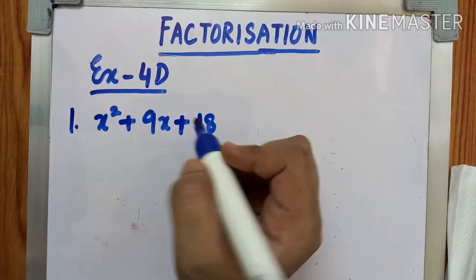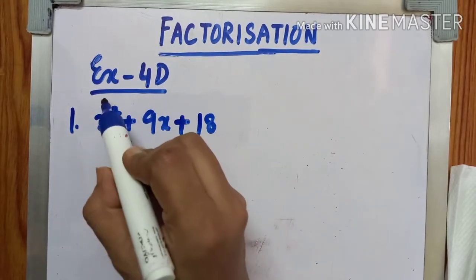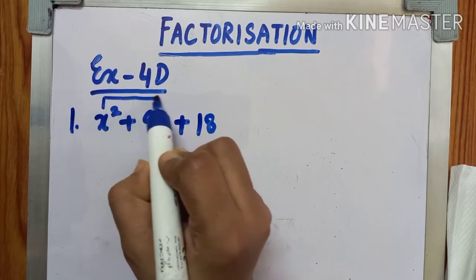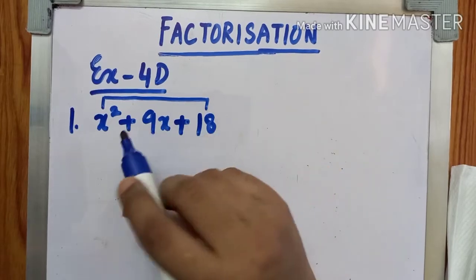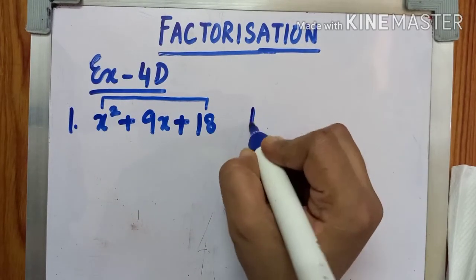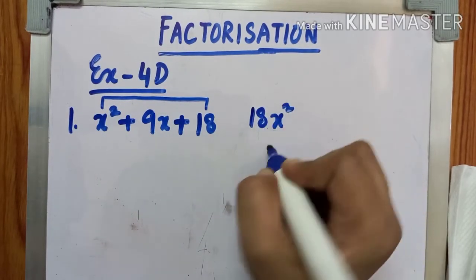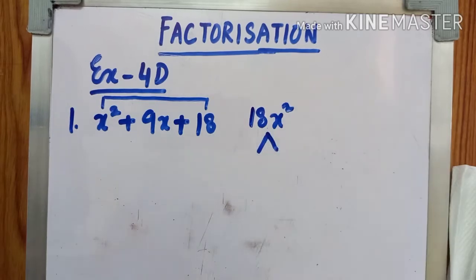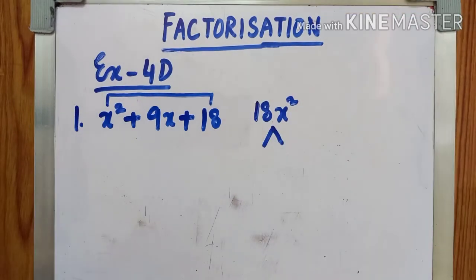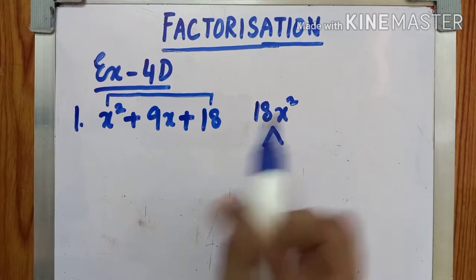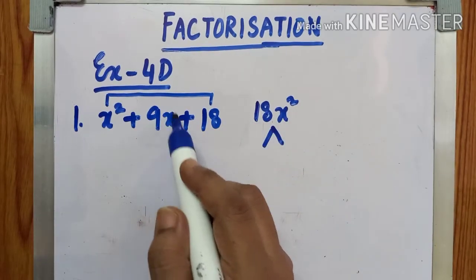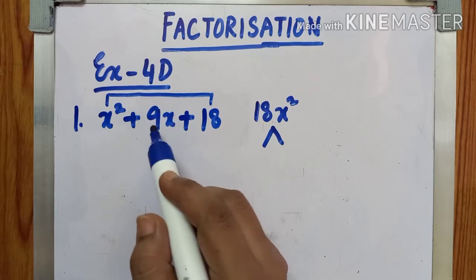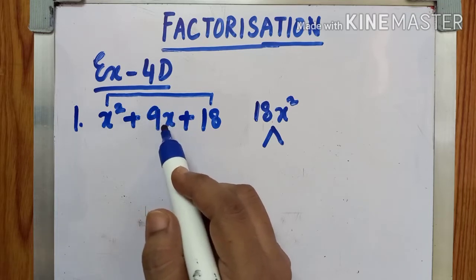What is the way of doing these problems? First of all, take the first term and the last term and multiply both. If you multiply x square into 18, you will get 18x square. Now this 18x square you have to use in such a way that, first of all, look at the middle term, which is 9x. How can you write 9x?